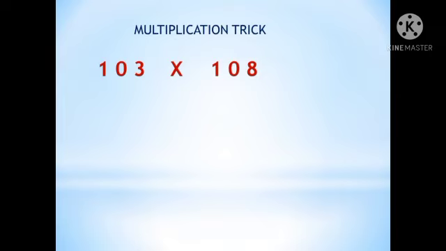First we want to find out how much the numbers are greater than 100. In the case of 103, the number 103 is 3 greater than 100. So let us write plus 3. Since it is greater, we write plus 3, and the number 108 is 8 greater than 100, so we write plus 8. In type 1 we wrote minus because the numbers were less than 100, but in this case they are greater, so we write the plus sign.